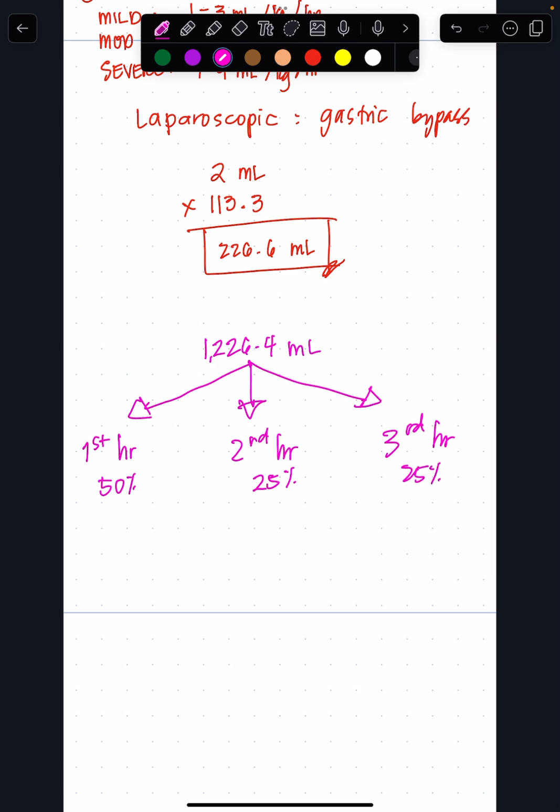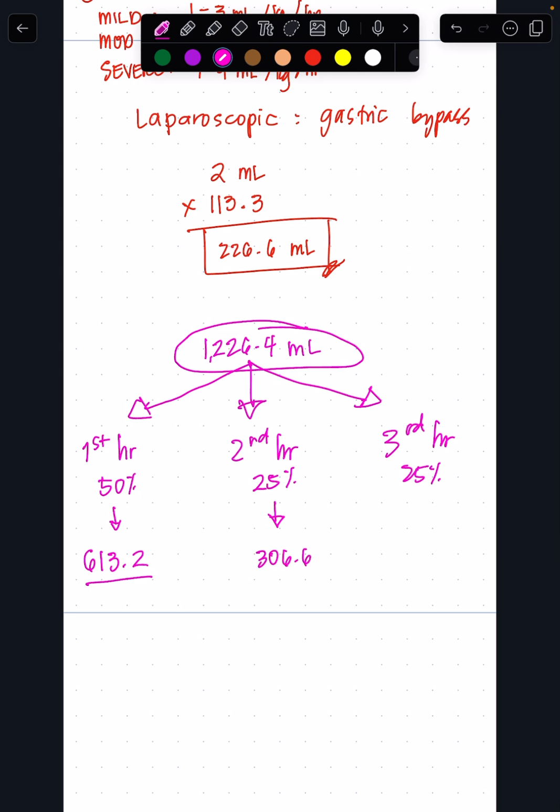Okay. So 50% of 1226.4 is 613.2. What I did was I just divided this by 2, which is 50%. And then that 50%, which is 613.2, I'm just dividing by 2 to get the half, 1/4 of it. So it's 306.6. Again, it's the same as here, 306.6 mLs.